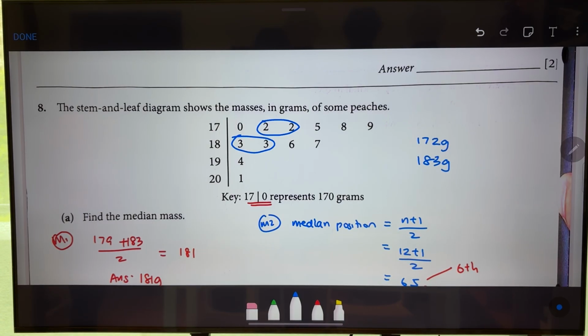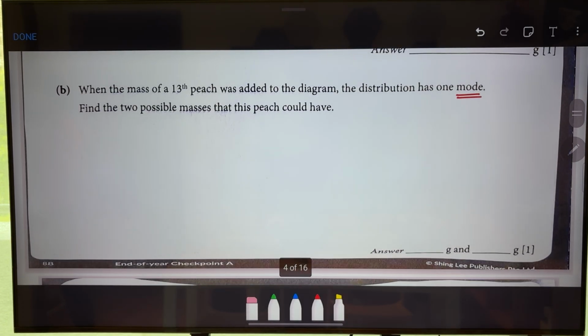It's bimodal. So if one more pitch is going to be added and that becomes the mode, then the mass of the pitch would either be 172 or 183. Because if you add one more 172, you have three 172s. Or if you add one more 183, you have three 183s. So the answer will be 172 grams and 183 grams.